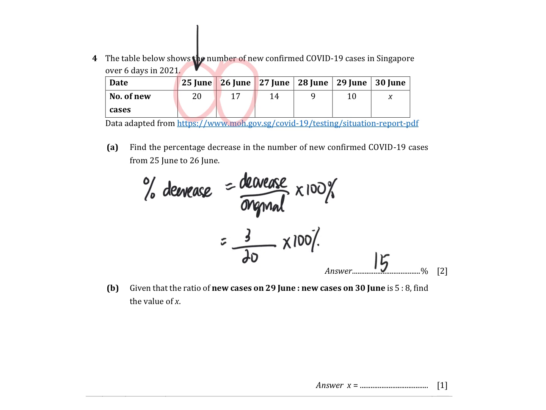Okay, next, they want you to compare the new cases for 29 and 30th June. So this is 10 is to X. But they say the ratio is 5 is to 8. So if you take a look at it, this is like equivalent fraction. This is times 2, so this should be times 2 as well. So X is 16.